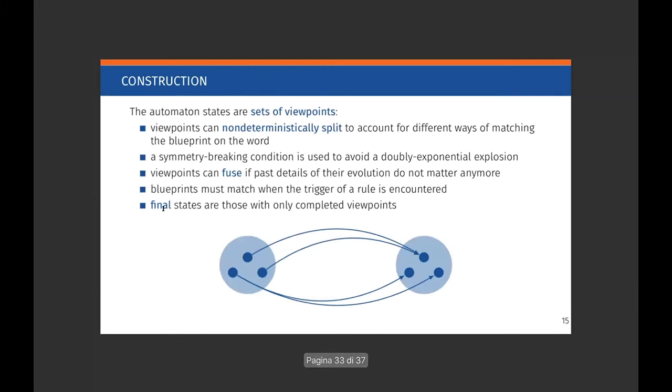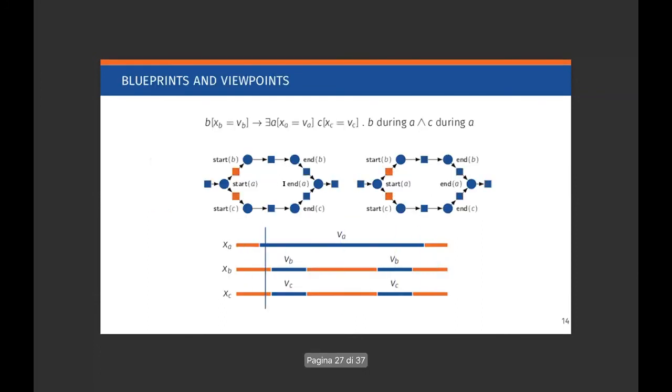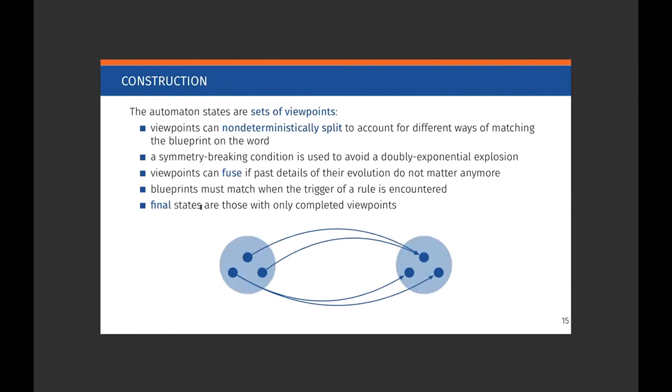Okay, so blueprints, of course, must match when the trigger of a rule is encountered. So here we encounter the trigger of the rule, and from this point on, the blueprints have to match. Otherwise, the automaton rejects the word. And the final states are those with only completed viewpoints. So this is the core idea of the automaton construction.